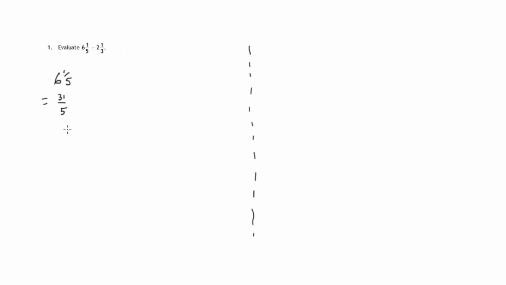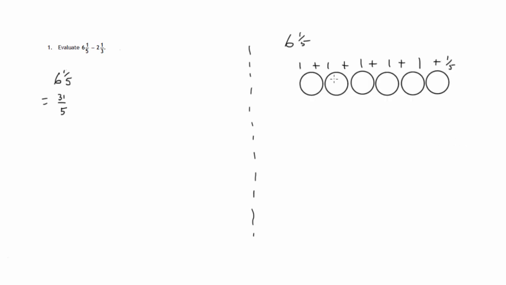Why on earth do we do that? Let's look at the 6. It's 6 whole units and a fifth tagged on. There's our 6 whole units. Let's divide each one of them up into 5 pieces.